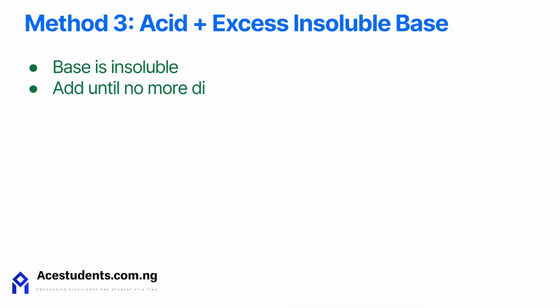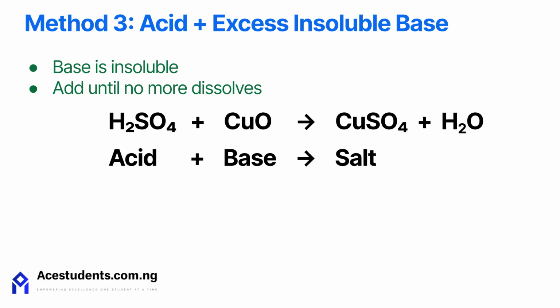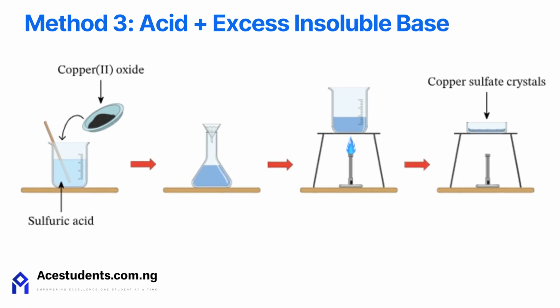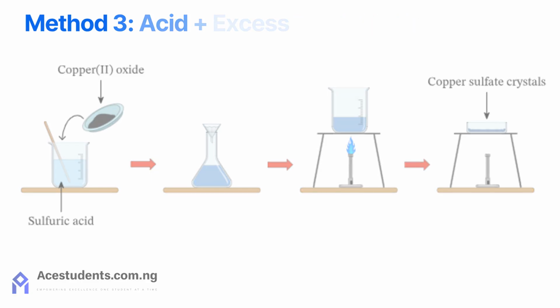Method 3 involves reacting an acid with an excess insoluble base. Because the base is insoluble, it is easy to tell when the acid is fully neutralized. In this example, sulfuric acid reacts with copper(II) oxide, an insoluble base, to form copper(II) sulfate and water. The acid is gently warmed, and the insoluble base is added until no more dissolves. The excess base is filtered, and the solution is evaporated and cooled to form crystals.